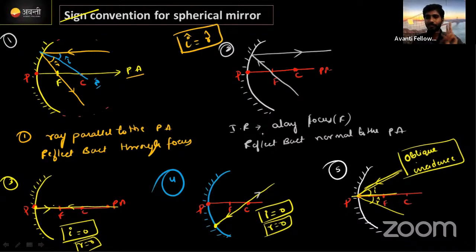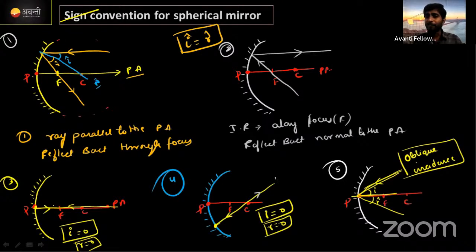Two points done. Third point: if any ray of light is incident along the principal axis, it will reflect or trace back along the principal axis, because the sign rule must be followed. In all cases, angle of incidence equals angle of reflection. Now if it is incident along the normal, it has to be reflected back along the normal only. Clear?